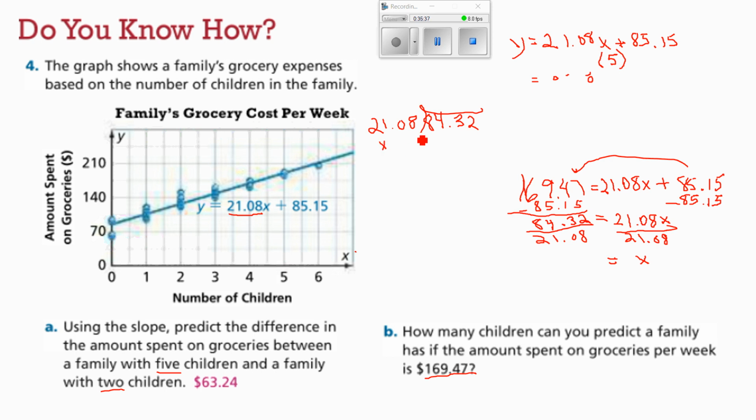I can multiply this by 4. 8 times 4 is 32. 1 times 4 is 4. And 2 times 4 is 8. Which tells me that $169.47 can feed 4 children. I'm sorry, I said 4 families before. 4 children. Remember what our number line represents. 4 children. All right. I think that's all the ones that I have for you today.